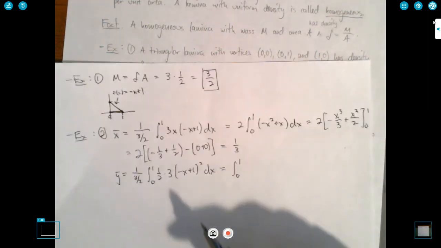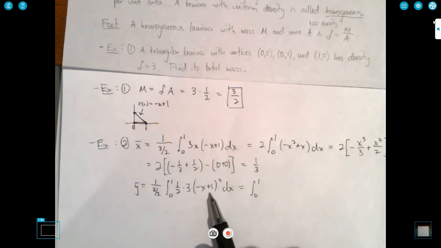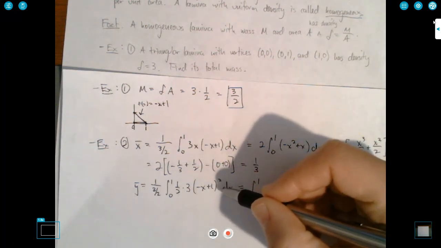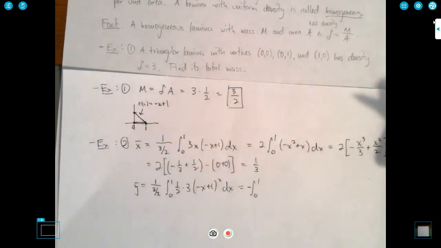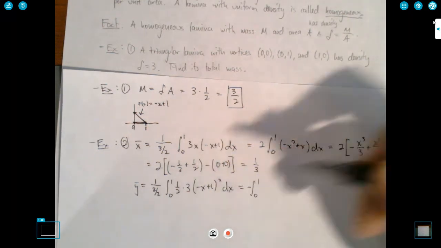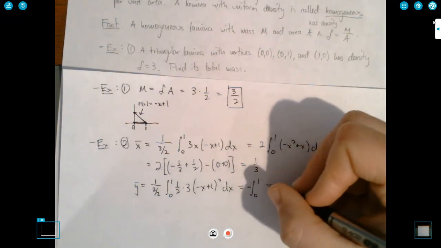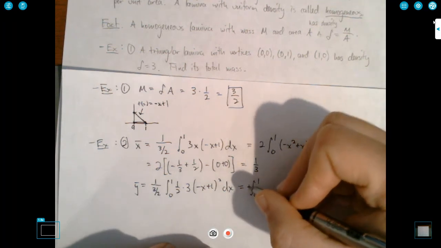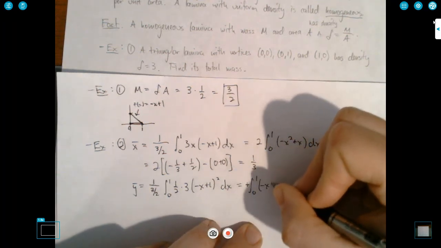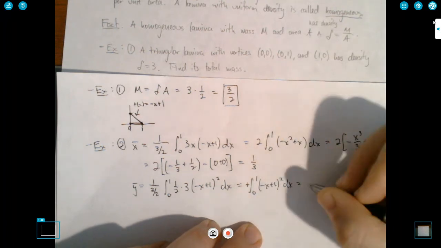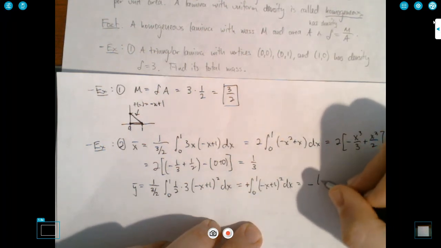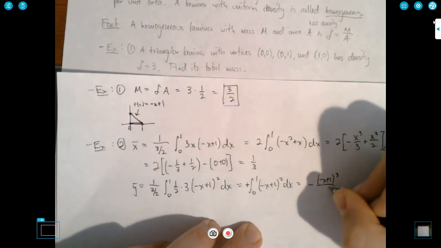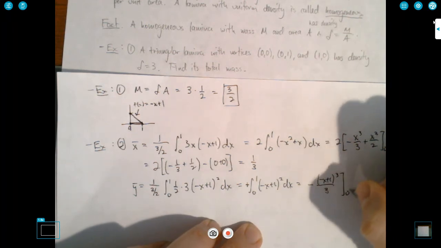Because if you let u be negative x plus 1, then du is just going to be negative dx. So I can put a little negative dx here as long as I offset it with a negative out there. And then this is just going to be negative x plus 1 cubed over 3. So this is going to be negative, negative x plus 1 cubed over 3, evaluated from 0 to 1.